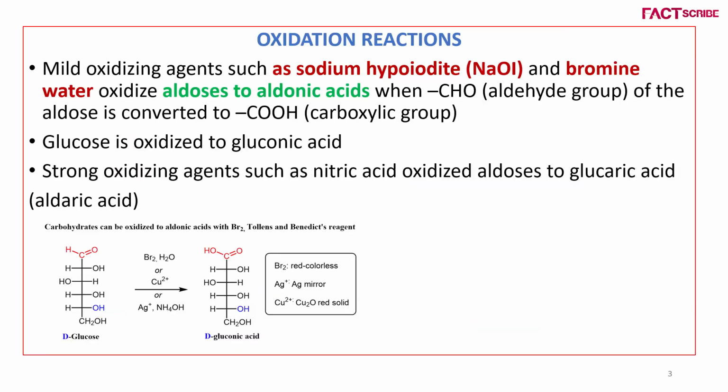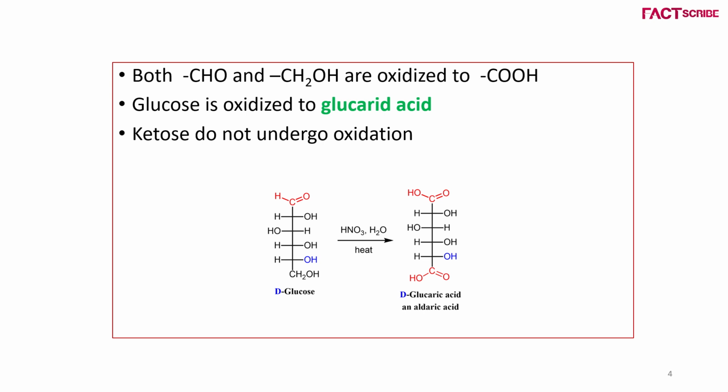The next important one is oxidation reaction. While using mild oxidizing agents such as sodium hypoiodite and bromine water, which oxidizes aldoses to aldonic acid. That is, the aldehyde group is converted into acid group, that is carboxylic acid group. In case of glucose, it is oxidized to gluconic acid. When we use much stronger oxidizing agents like nitric acid, glucose is oxidized to glucaric acid. And ketose does not undergo this oxidation as the aldehyde group is not present in that particular compound.